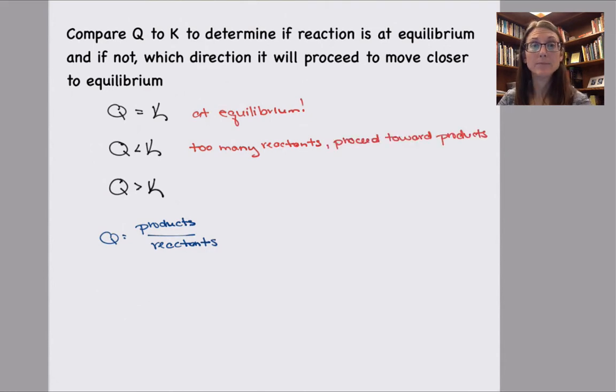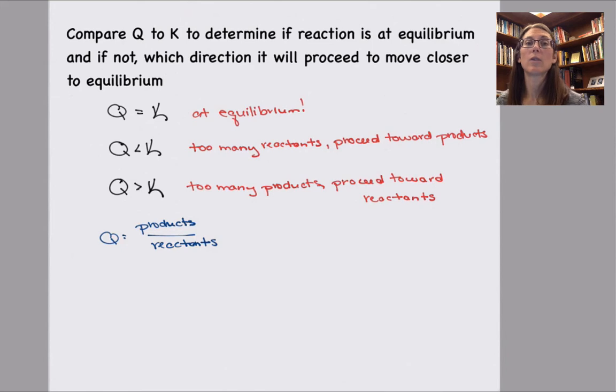On the other hand, if Q is too large, Q is greater than K, that means that at this moment in time, I have more products than I should have at equilibrium relative to that ratio of products versus reactants. And so in order to get closer to equilibrium, some of those products are going to get used up and they're going to get turned into reactants. And so we say that this reaction will proceed toward the reactants in the ultimate goal of achieving equilibrium.